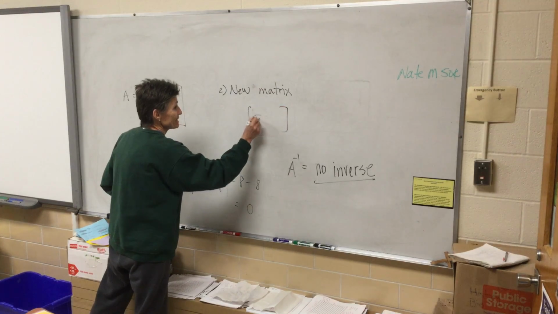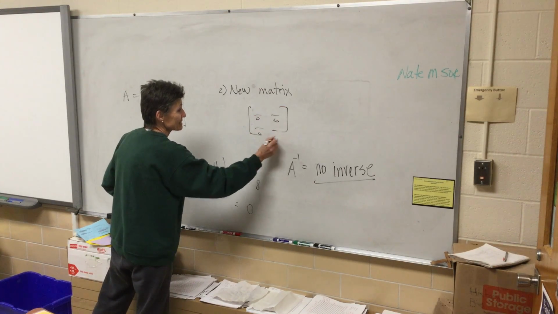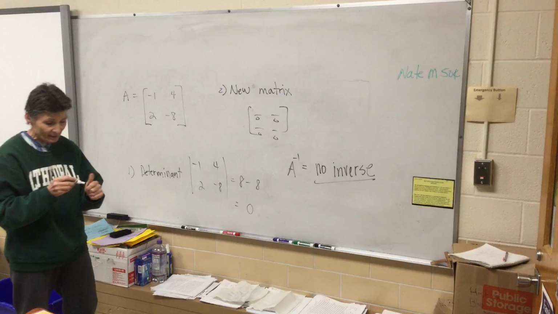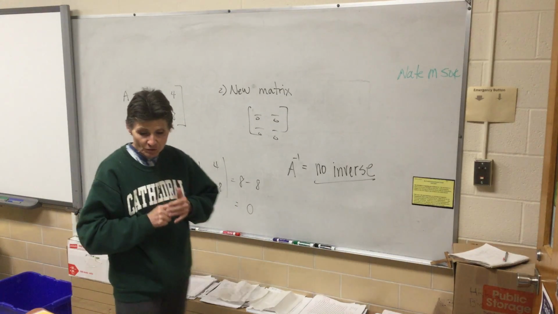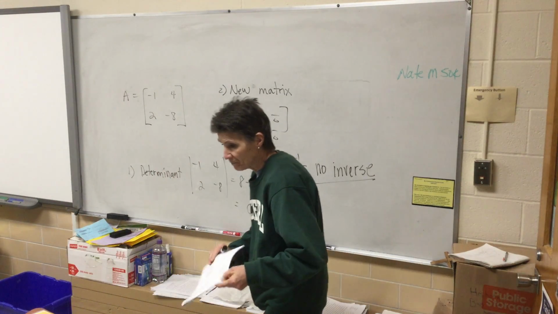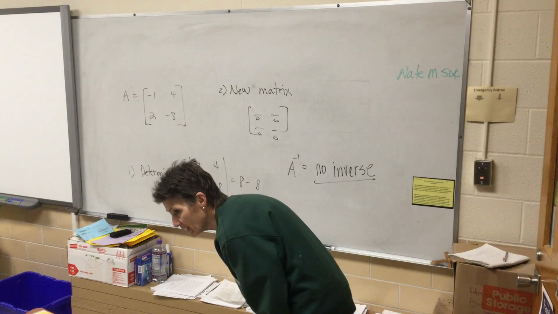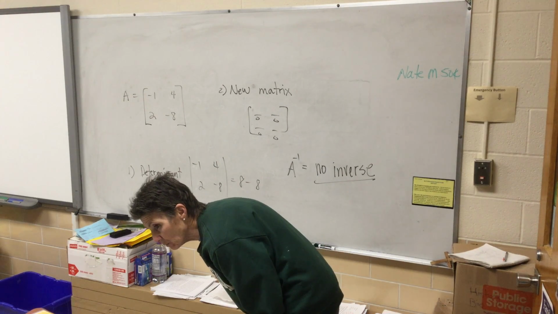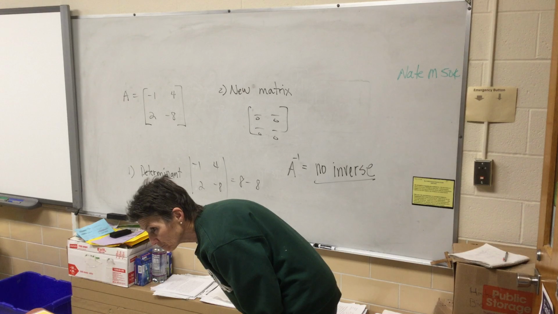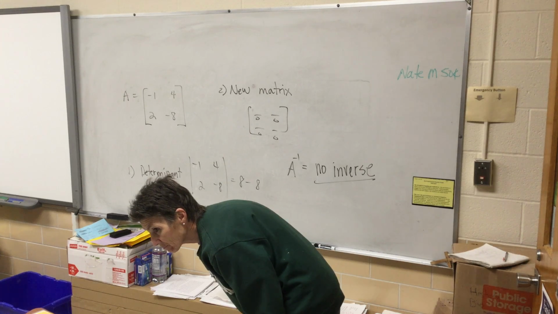Okay. All right, so we have no inverse because, as Gabe said, when the determinant is 0, whatever that new matrix is, I'm going to be dividing everything by 0, and that is not allowed. So if your determinant is 0, you have no inverse. Does anyone have a question about that? That makes sense to everyone?